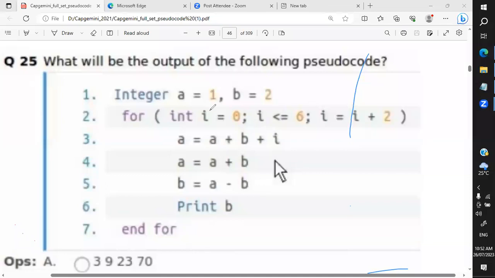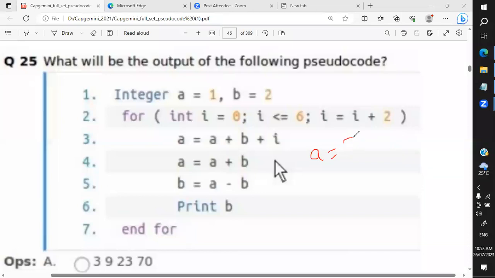Okay, so I'm just going through it. Just see that A is 1, B is 2 initially. I is equal to 0. When I equals 0, the loop starts with I at 0, which is less than or equal to 6, true, so it enters inside: A equals A plus B plus I. That is nothing but A equals 1 plus 2 plus 0, which is 3. So A value is 3 as of now.